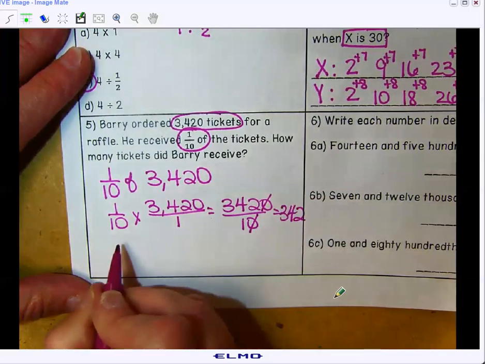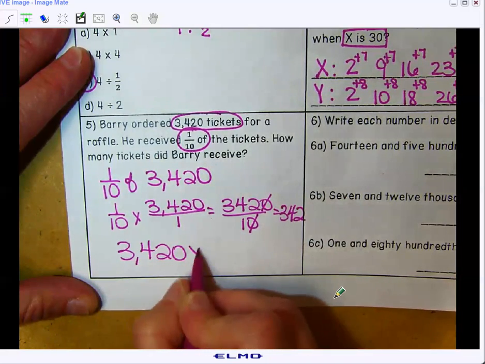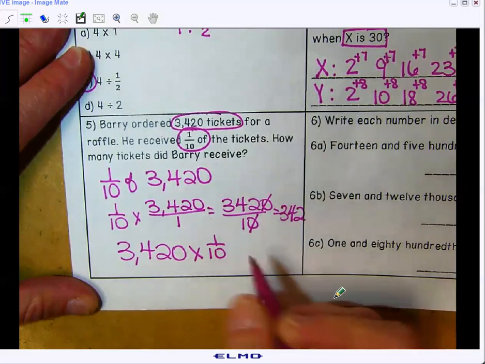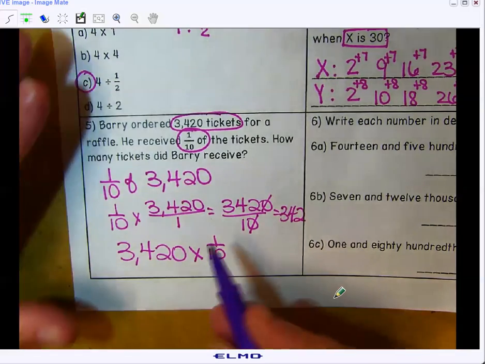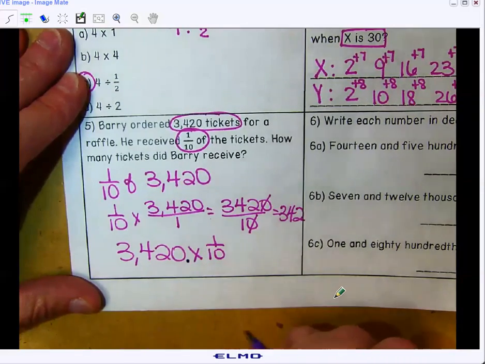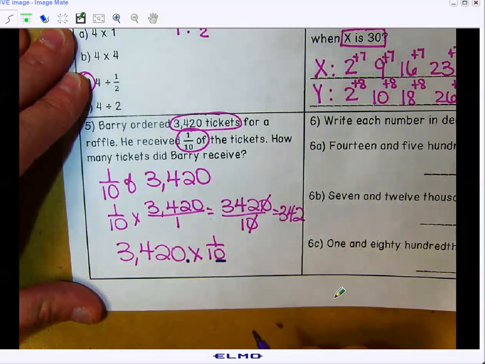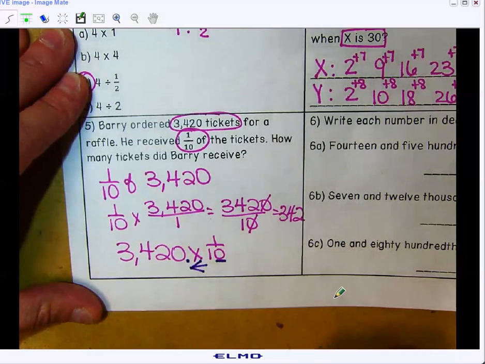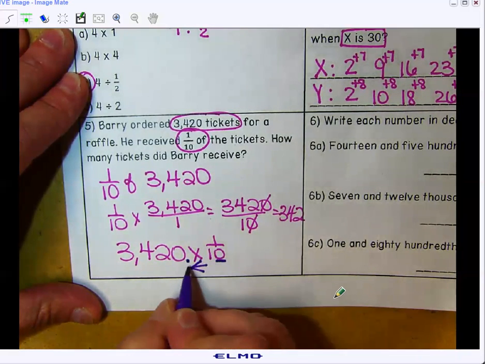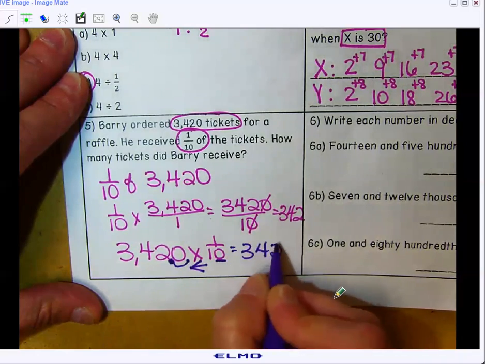Or you could automatically see, if you rewrite it, you might see it a little easier. But when we have a whole number and we're multiplying it by a fraction that has tenths, hundredths, or thousandths, we know that we are just going to simply take the decimal point, which for whole numbers is always to the right of the ones place, and we're going to move that decimal point one place. And since this is a fraction, we want to reduce the amount. We want to make that number smaller, so we're going to move that decimal point to the left, and we're going to move it one time. And so that would equal 342.